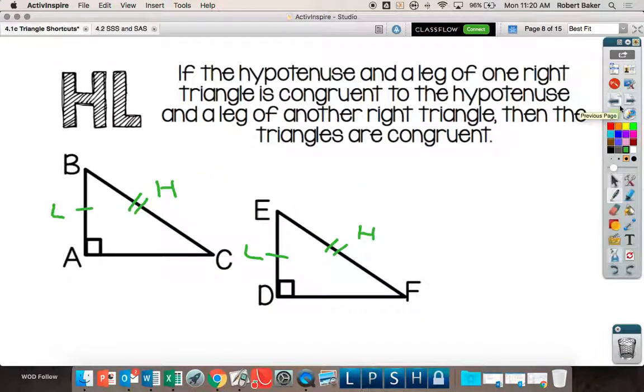If I go back to this triangle, and don't write anything on your notes, please. If I go back to this triangle and mark it as just a regular triangle, notice how I have these angles are congruent, and these sides are congruent, and these sides are congruent. That says ASS. But ASS does not prove congruence. That's why we have hypotenuse leg.